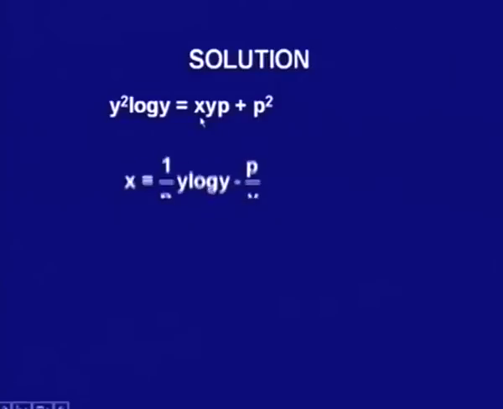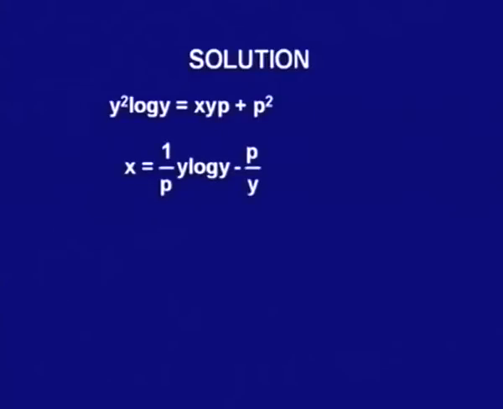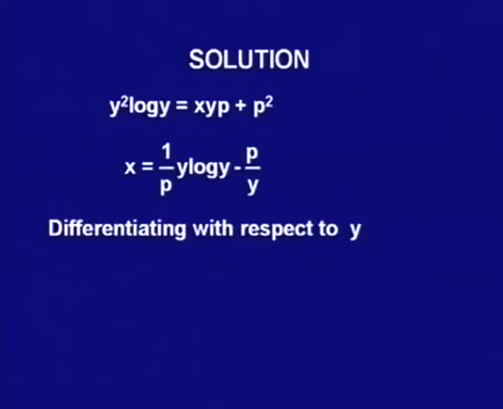If we are solving it for x, we can write it as x equals 1 upon p, y log y minus p upon y. Now, differentiate it with respect to y.